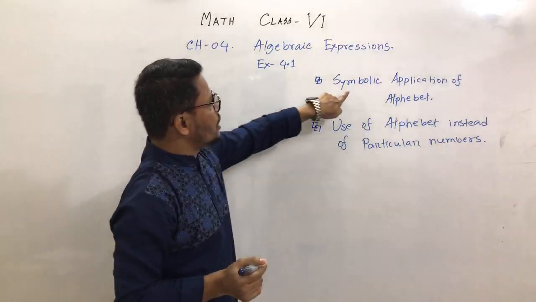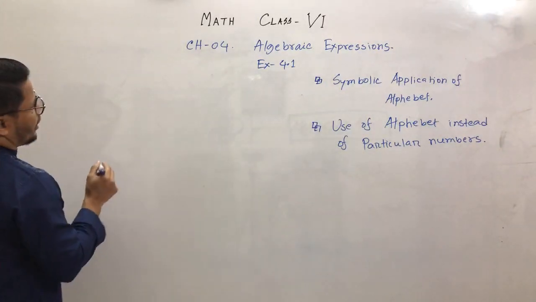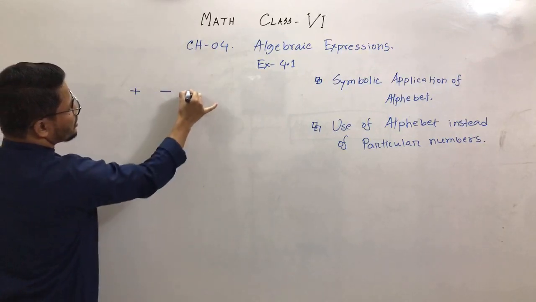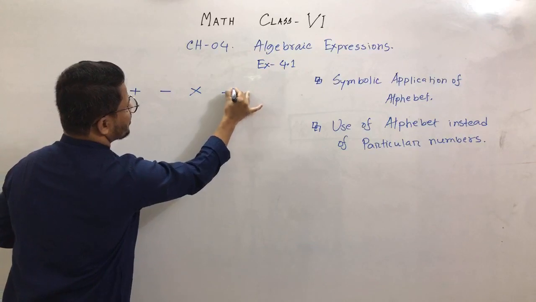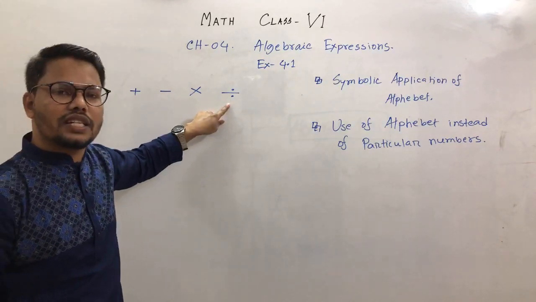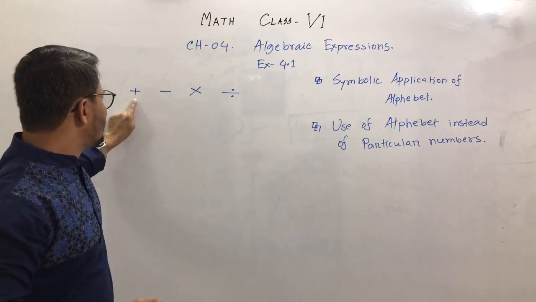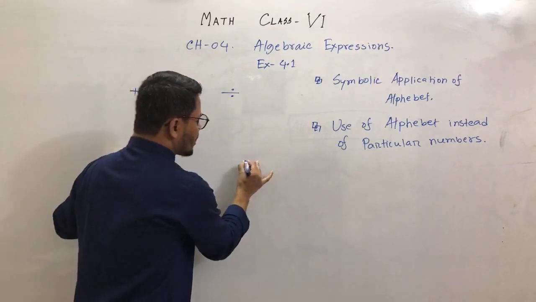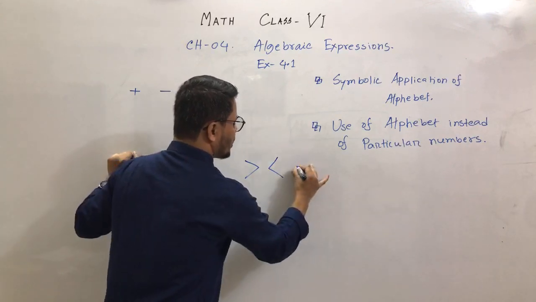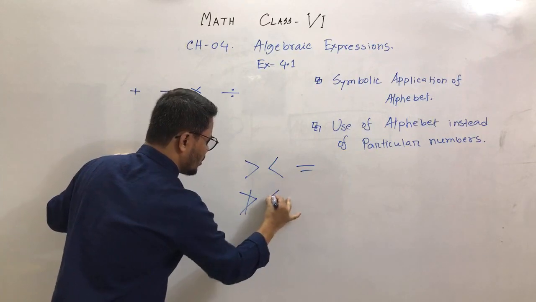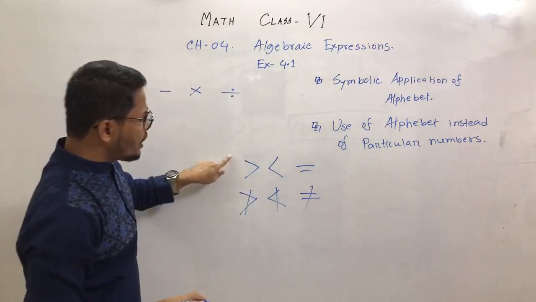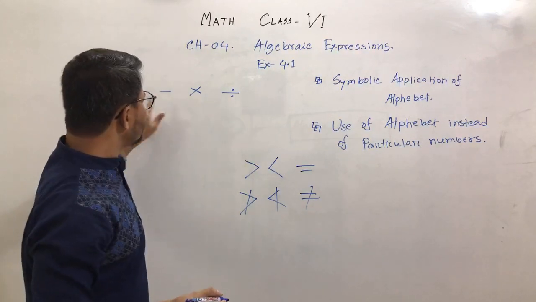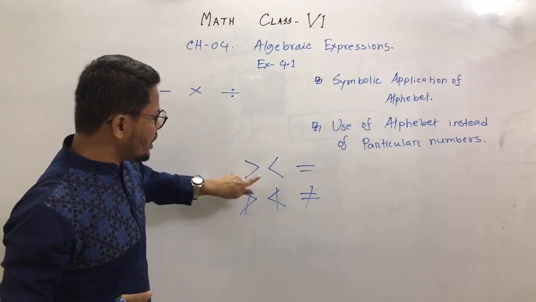So my dear students, the symbolic application of alphabet, like in the arithmetic part, we basically write here the plus, addition, this is the subtraction, this is multiplication, and this is division. These four symbols are called operation symbols. There are another six symbols, like greater than, smaller than, equal, not greater, not smaller, not equal, and they are called the relation symbols. We do simplification by using these symbols.